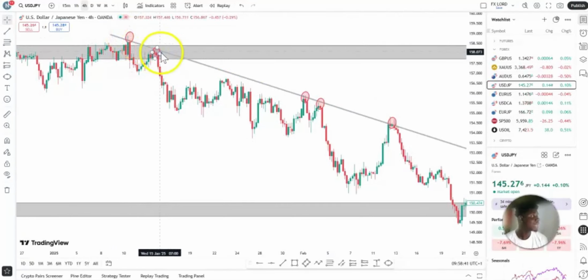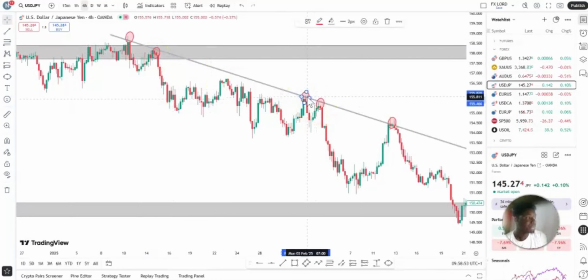So the first time and the second time are touches that are going to tell you that this trend line is valid, it's going to stand. So the third time is when I'm going to get into the market. If I miss the third time, I won't miss the fourth time. And if I miss the fourth time, I won't miss the fifth time.